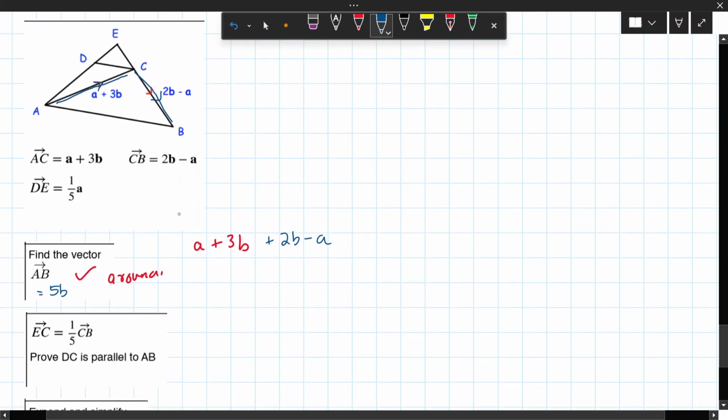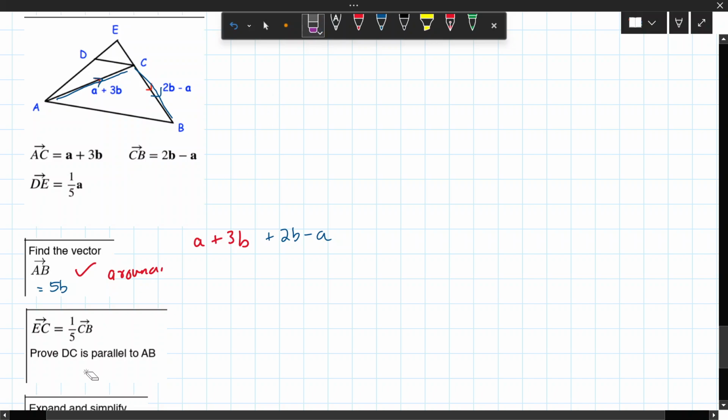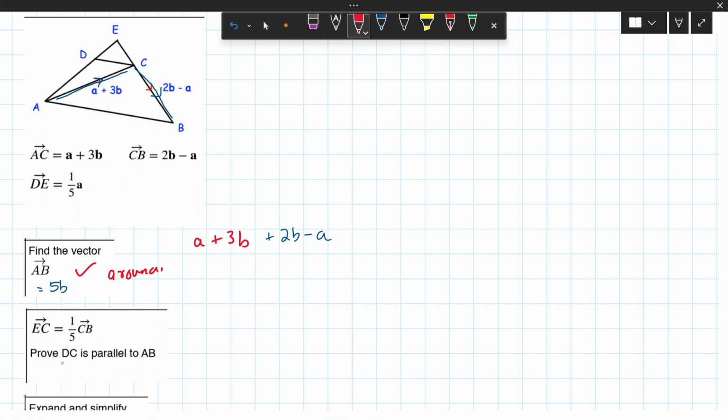Next part says EC is 1/5 of CB. I have to prove that DC is parallel to AB. So if I have to show that two vectors are parallel, all I have to do is find what is DC over AB. And once I find that number, I can then write DC is equal to some number K times that AB vector, which shows that they are parallel. So I do know the AB vector, so I know my denominator is just 5B. I have to find the numerator, which means I need to find DC.